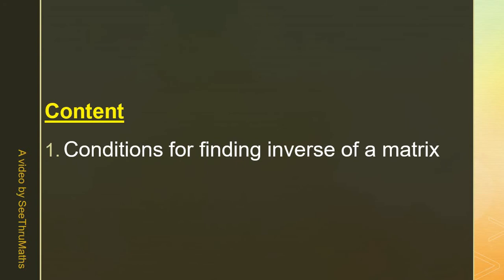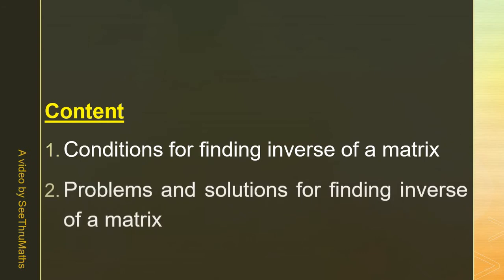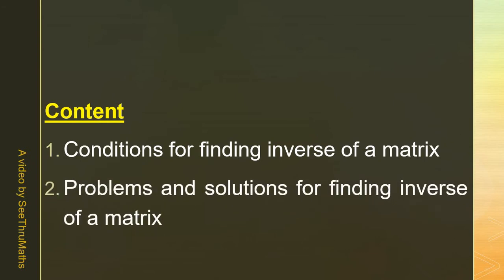So what are the things we are going to see in this one? Conditions for finding inverse of a matrix. This itself says that the inverse does not exist for all matrices. There are some types of matrices only for which the inverse exists. The second one, we are going to solve problems for finding inverse of a matrix.